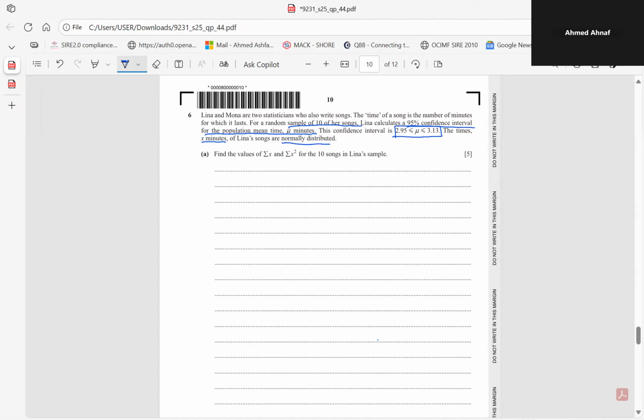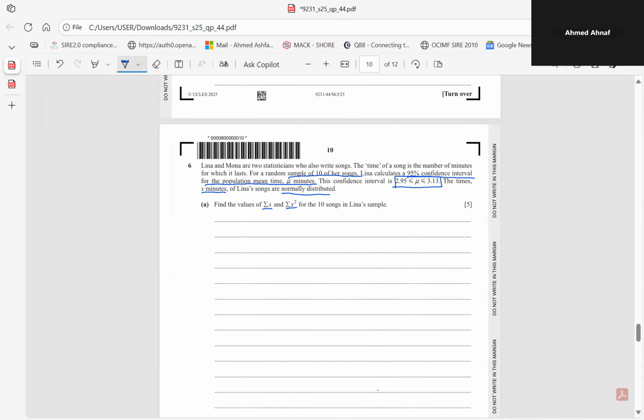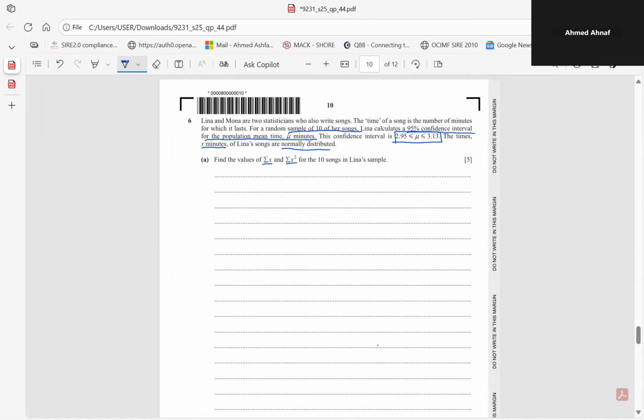Okay, so for the first part, they're telling us to find sigma x and sigma x squared for the 10 songs. To do this question, let's just start off as if we're doing a confidence interval question. Normally, we just have to kind of reverse our process, right? So let's find the p-value first. For this, you find alpha over 2. It's a two-tailed test, so you'll get 0.975.